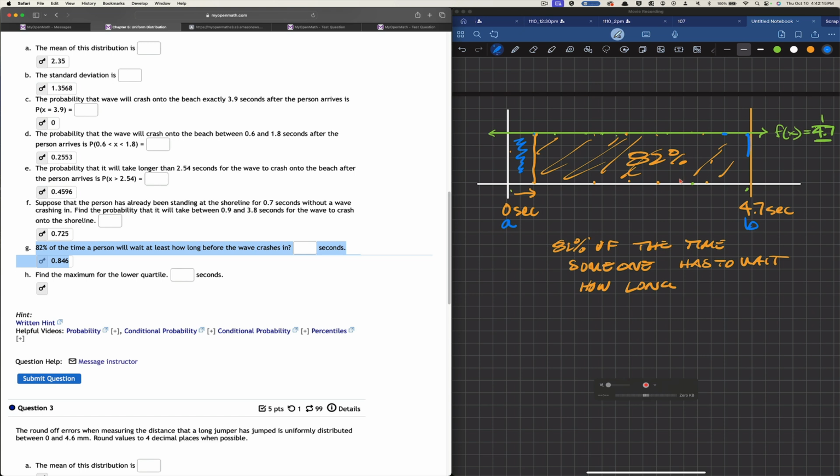Now let's see if this calculates out correctly. If you calculate, we have to figure out what that is first. So 1 minus 0.82 is 0.18. So this is 18%. And so that's the area that I'm calculating, the base times the height. So we want to know this base, this little b, the height, of course, is 1 over 4.7.